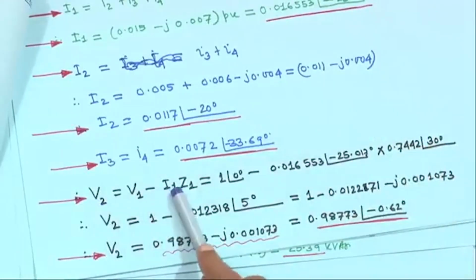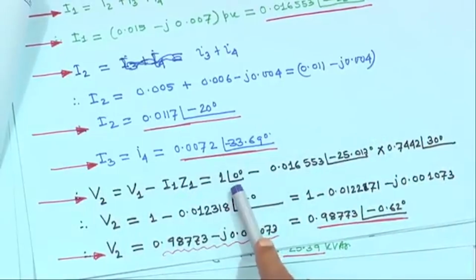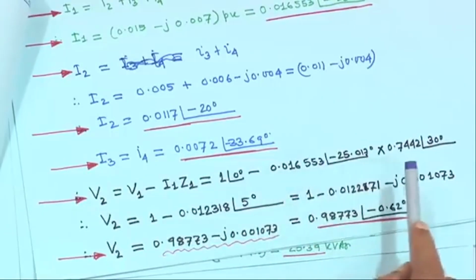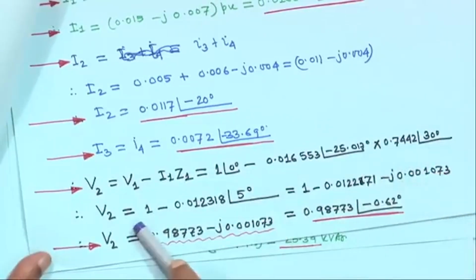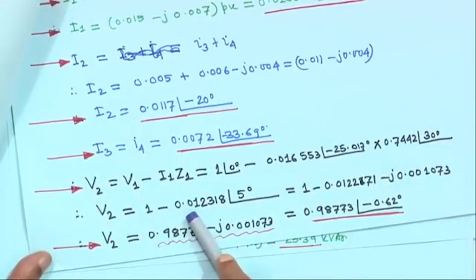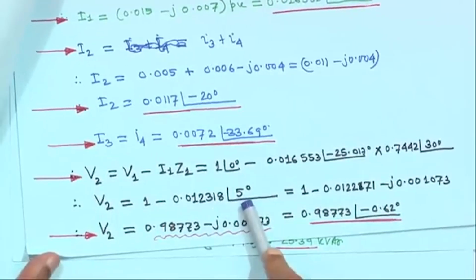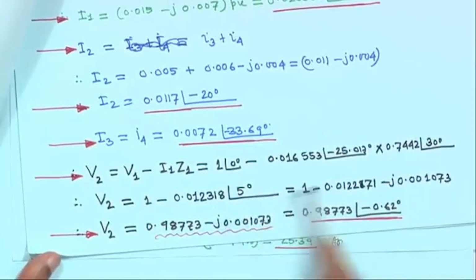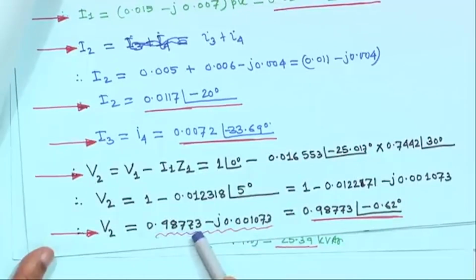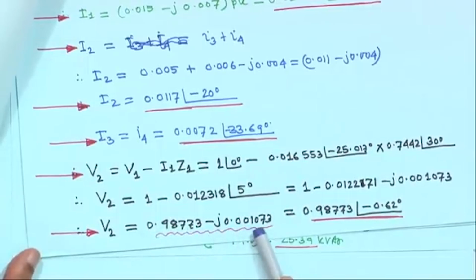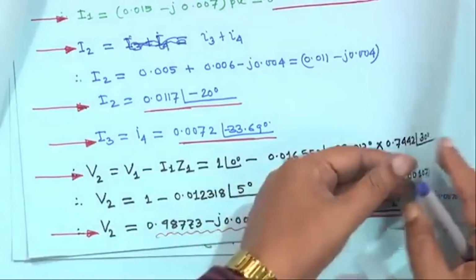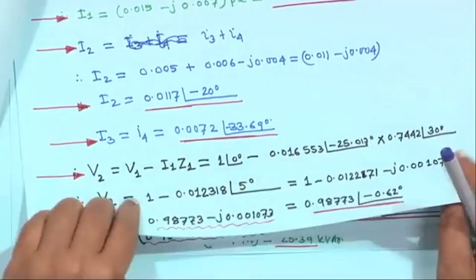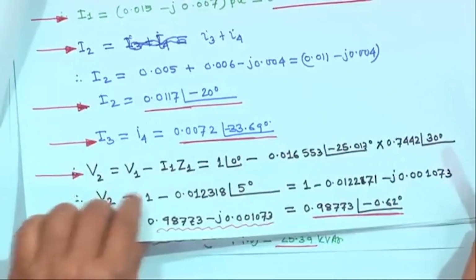Then V 2 is equal to V 1 minus I 1 Z 1. Substitute the V 1 value, then the I 1 value, then Z 1, with all Z values in per unit. So, V 2 is coming 1 minus 0.012318 angle 5 degree. If you multiply and simplify, V 2 comes to 0.98773 minus j 0.001073. So, this is 0.98773 angle minus 0.62 degree, this is V 2 in the first iteration only. Similarly, V 3 will be V 2 minus I 2 Z 2.